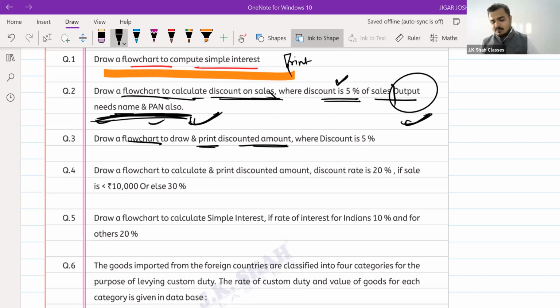Discounted amount. Now, what is discounted amount, my dear children? Sir, discounted amount means the amount which is available after deducting the discount. So after deducting the discount, whatever amount is left is called discounted amount. Please remember, they may say discount amount, but instead of that they will ask you for discounted amount.